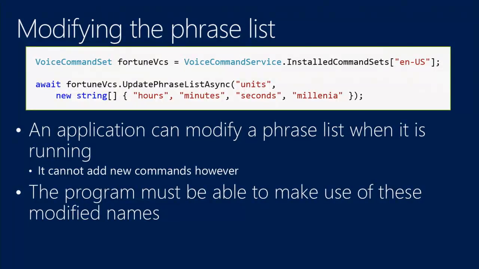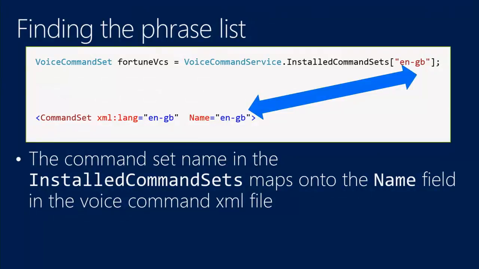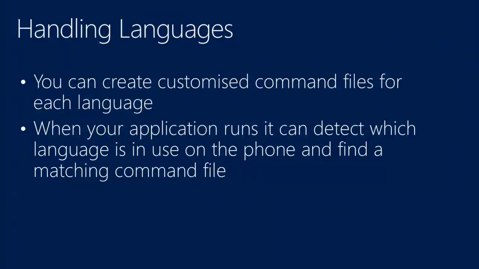And so what you can do is you can get hold of the installed command set from your voice command service, and you can add new things to it. This is where it gets kind of interesting, because you have to link your code with the file that you have created. So this is in your voice command set. This is in your program. And this thing here, Fortune VCS, is a link which you can now use to modify the actual phrases in your program. And I'll show you exactly what that means in a second or two.